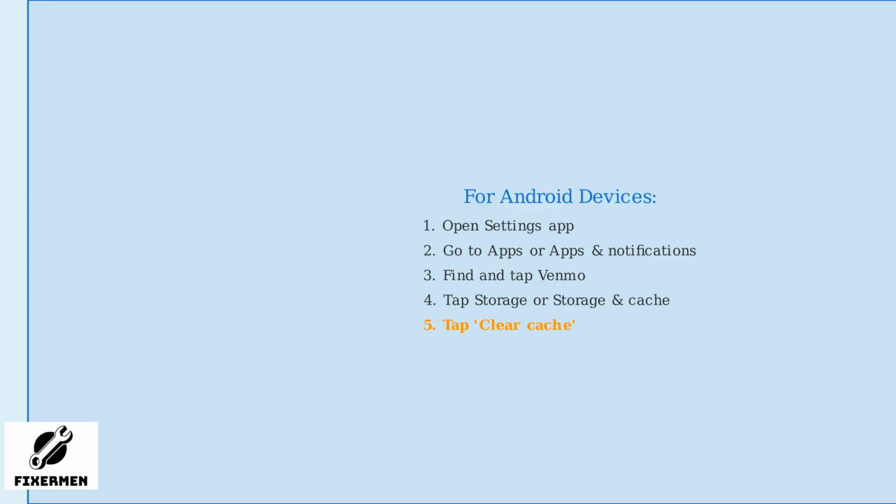Sometimes cache data can become corrupted and interfere with Venmo's authentication process. Clearing the app's cache can resolve this issue. The process varies slightly depending on your operating system. For Android devices, start by opening the Settings app. Go to Apps or Apps and Notifications, find Venmo, tap Storage or Storage and Cache, and then tap Clear Cache.